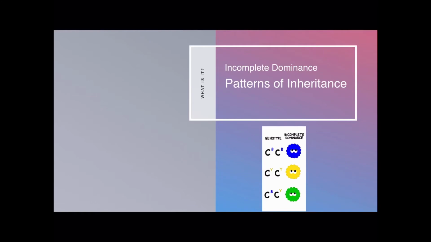Incomplete dominance patterns of inheritance. What is it? Incomplete dominance reveals a new phenotype which is a mixture of both of the parents' phenotypes.